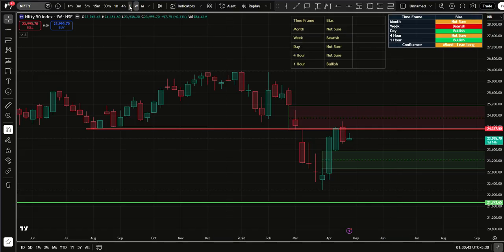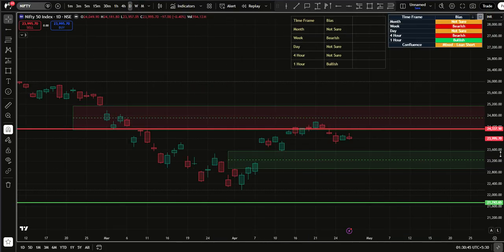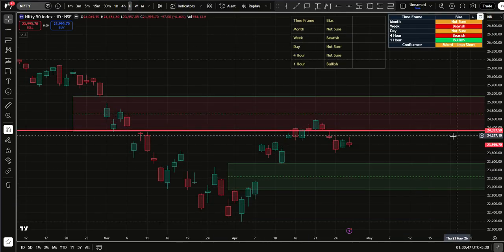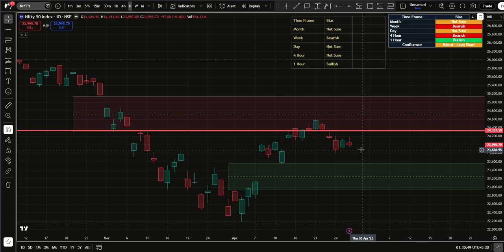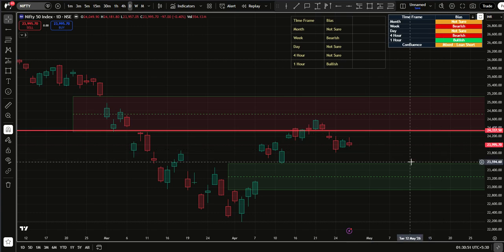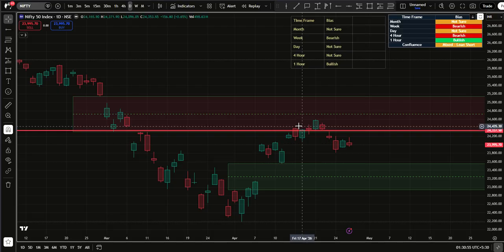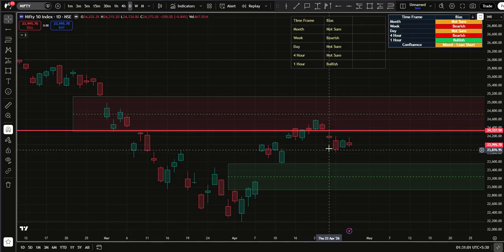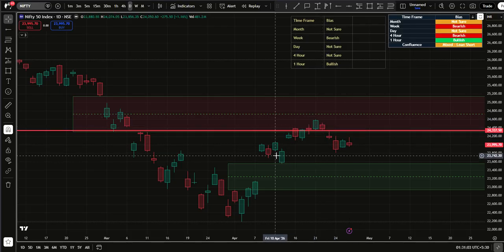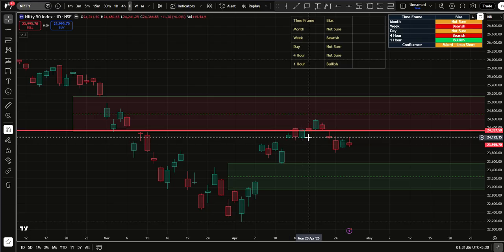Going over to the daily time frame. On a daily time frame, what is the bias of Nifty? Again, it is not sure. Why is it not sure? You see this swing high, that swing high was taken, this swing low, that swing low was also taken, and then no consistent subsequent swing highs or lows, so the bias is not sure.